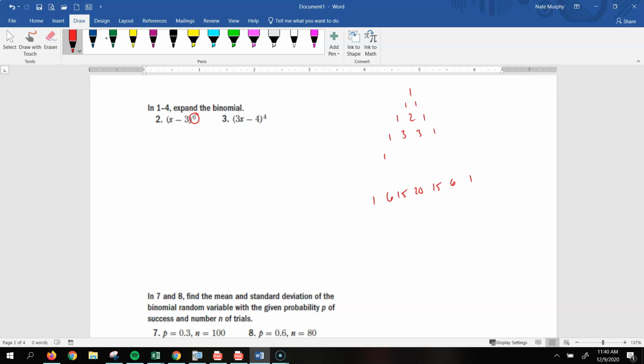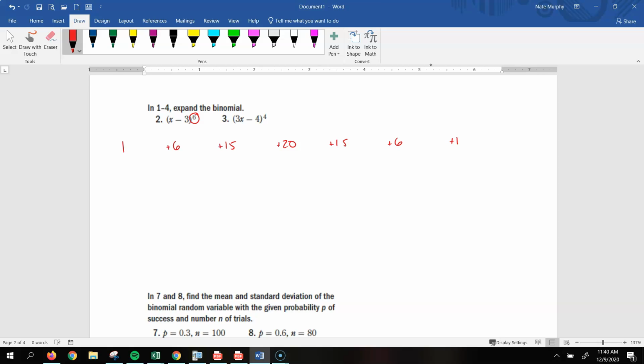So it starts with the 1 and it's going to end with the 1. So we're going to use those. So I'm going to start with that. So we'd have 1, 6, 15, 20, 15, 6, and 1. Don't need that anymore, so I'm just going to put my pluses to the left of these.